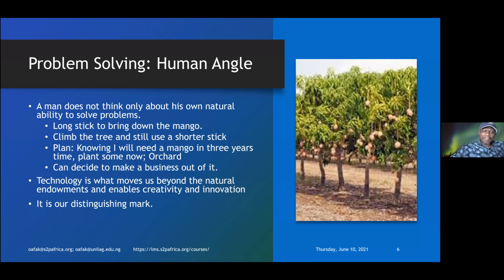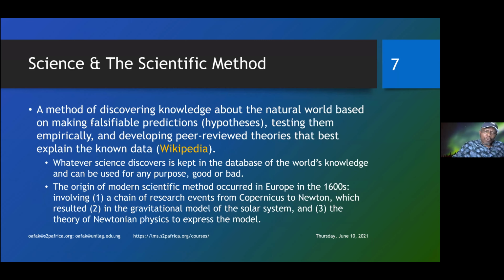Science and the scientific method. I am quoting from Wikipedia here. You can Google this and read more of it there. Science and the scientific method: a method for discovering knowledge about the natural world based on falsifiable predictions, which we call hypotheses. You make a prediction, and if facts show it to be false, you make another prediction. We call such predictions hypotheses.